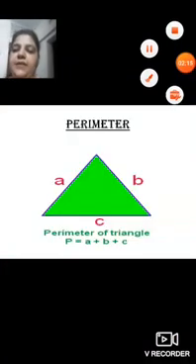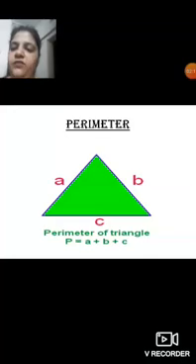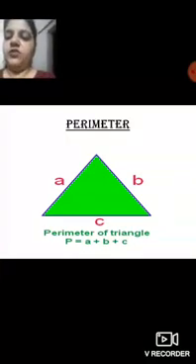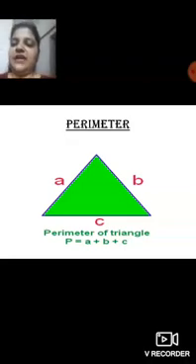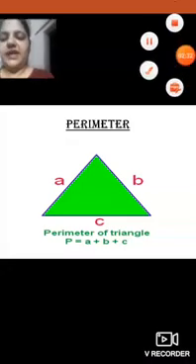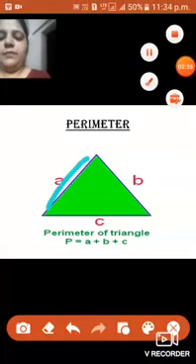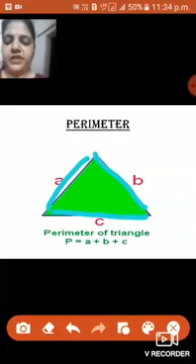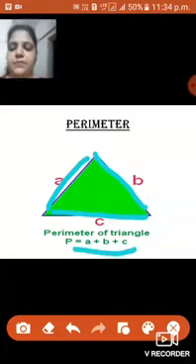Now, perimeter. In order to find out the perimeter, we need to add all the three sides. You all know that for finding out the perimeter, we just find out the outer surface, that is by adding all the three sides, that is A plus B plus C. So your formula for perimeter becomes A plus B plus C.